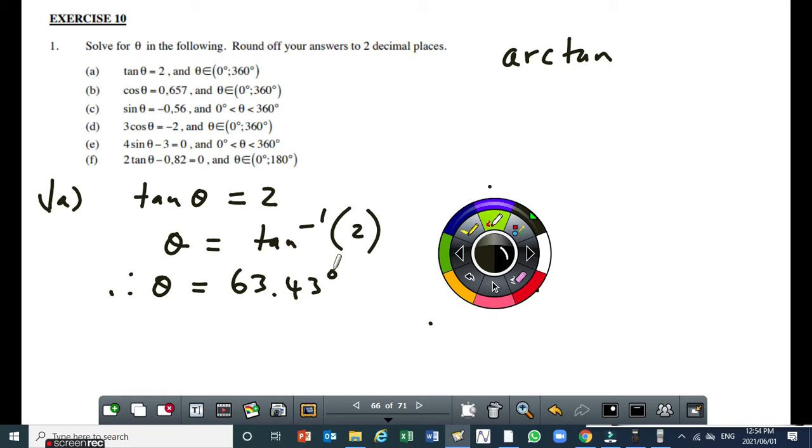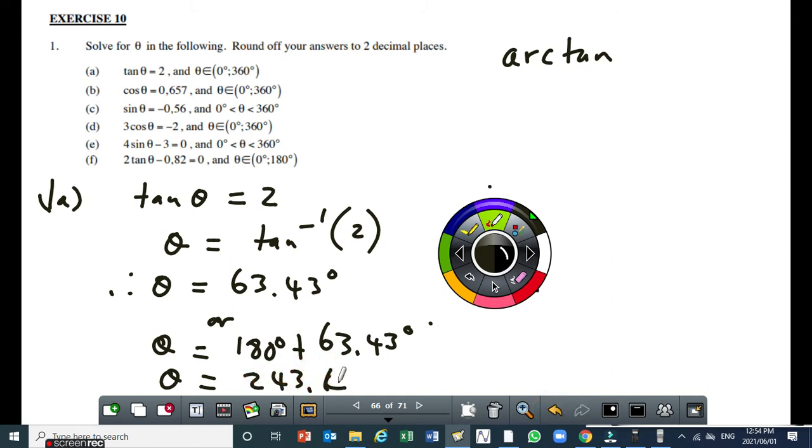But we also say, since theta is supposed to be between 0 and 360, there's another angle which also gives us a ratio which is equal to 2. Okay? And that angle is in the third what? Third quadrant. Therefore, we say or theta is equal to 180 degrees plus 63,43 degrees. And your final answer then will be 243,43 degrees. Right? So you get two answers.